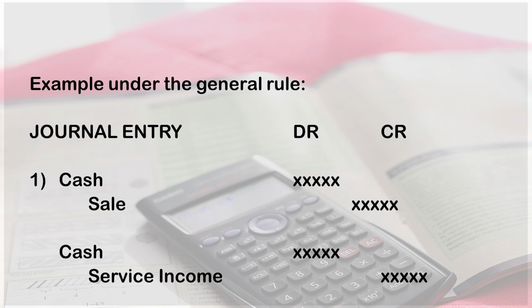Sale as an income account is always credited. There is no such thing as debit sale. Sale as an account is always credited. If the company is engaged in a service business, the entry should be debit cash and credit service income. Whatever income is received as a service, then service income is to be credited. There is no such thing as debit service income. Service income is always credited.